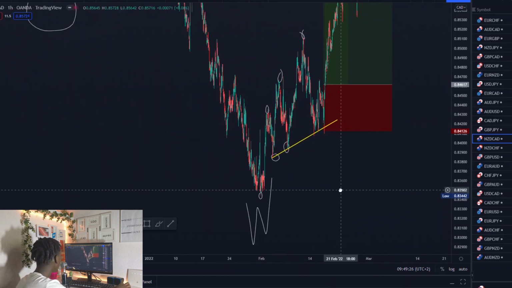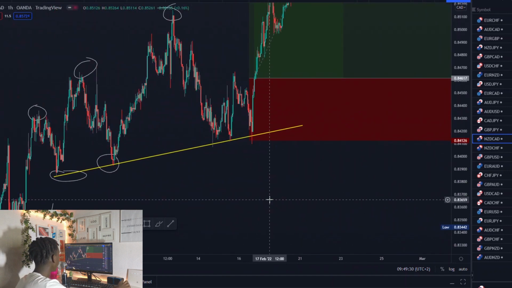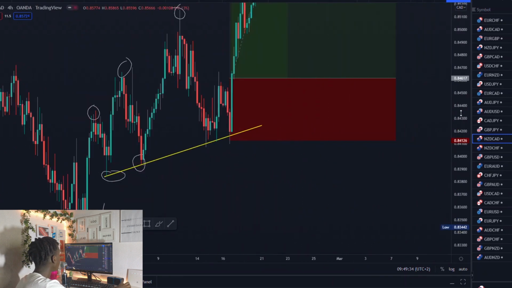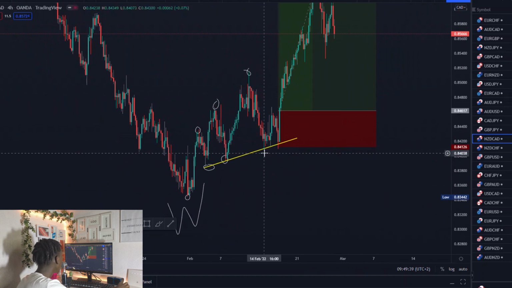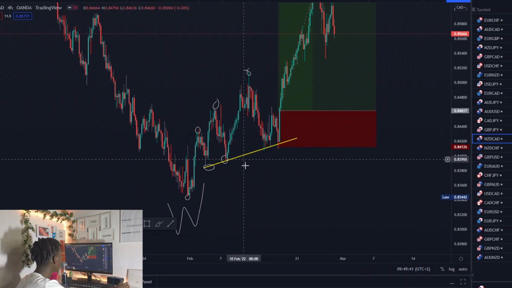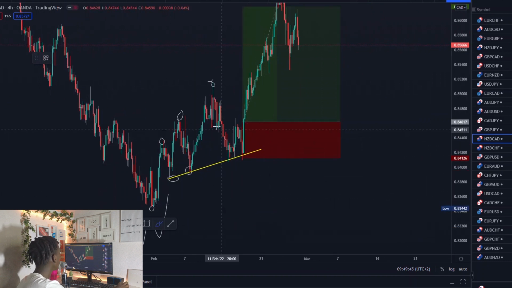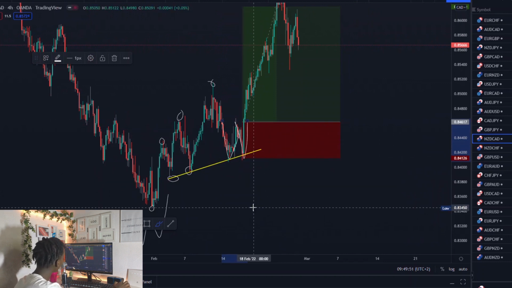So when price actually got here, let me just open my 4 hour time frame. When price actually got here, I waited to see what was happening, and then when I saw this pattern right there, I knew that something was happening there.